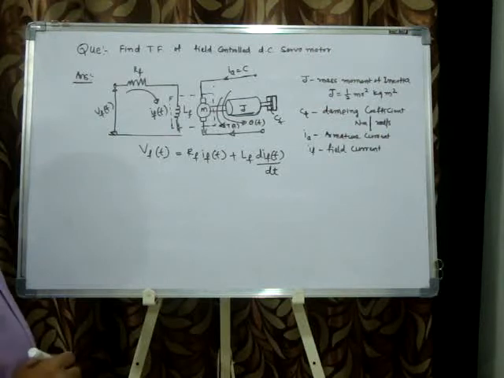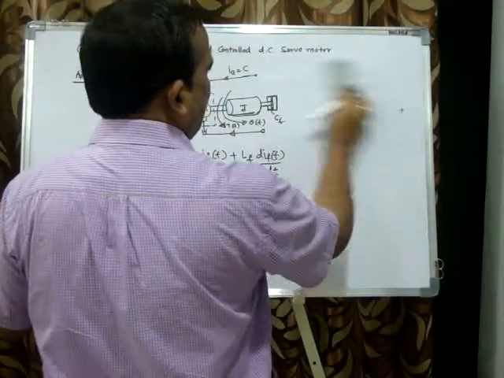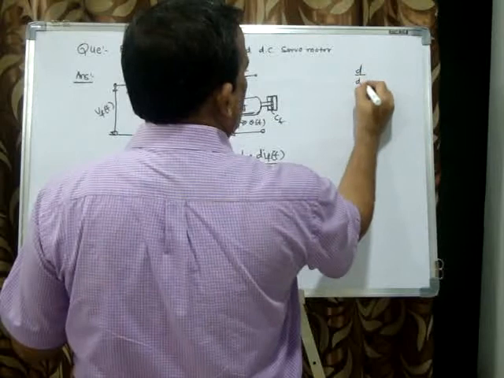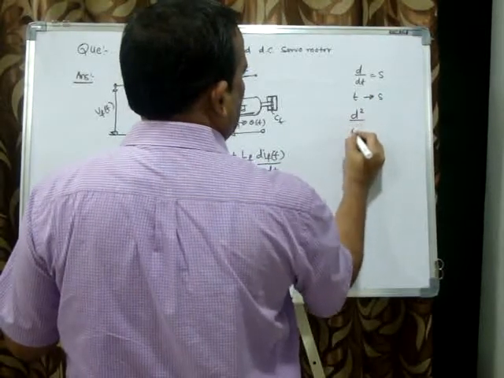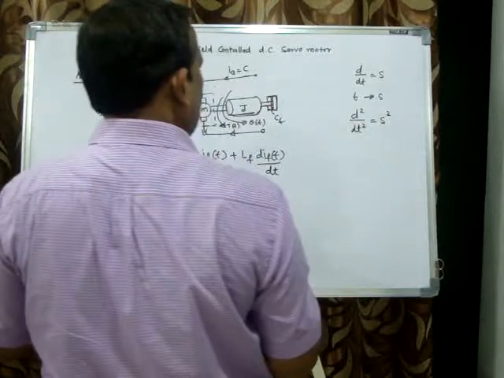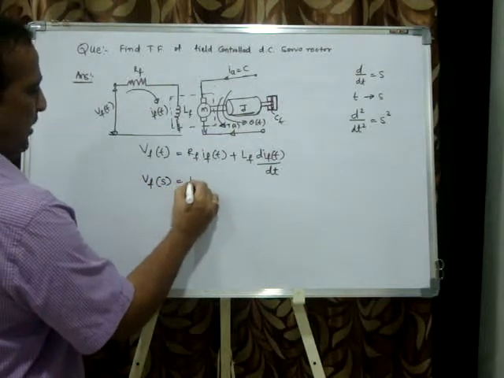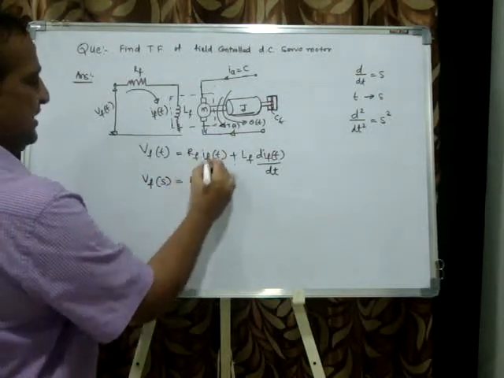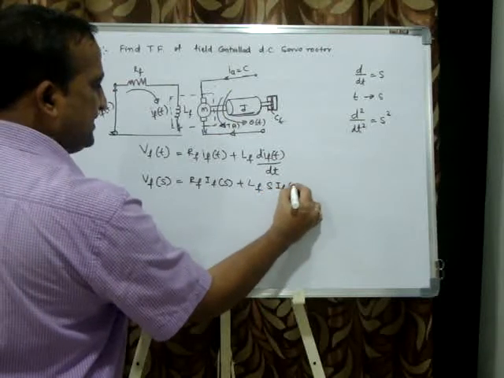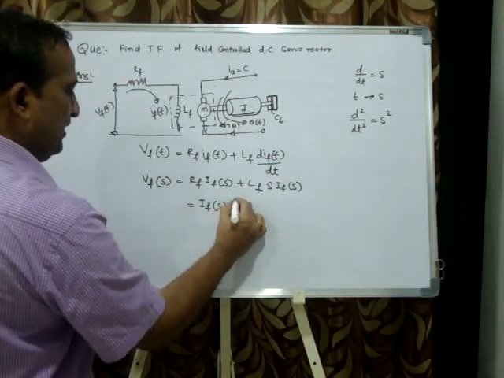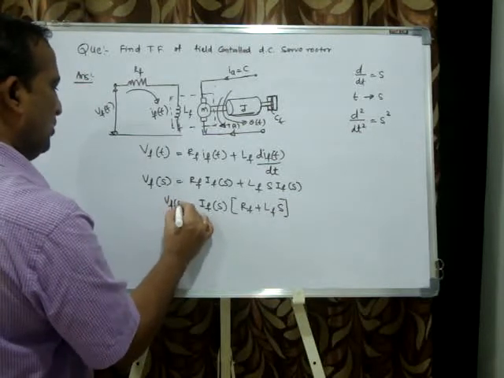Now it's a differential equation. I'll take a Laplace transformation. We know that d by dt is equal to s, and wherever t is there, I'll write s. d square by dt square is equal to how much? s square. So like this, I'll take a Laplace transformation. Now VF of s is equal to RF is a constant, so I'll take it outside the Laplace, RF IF of s plus LF d by dt is s, IF of s. So now I'll take IF of s common: RF plus LF s. This is equation number 1.